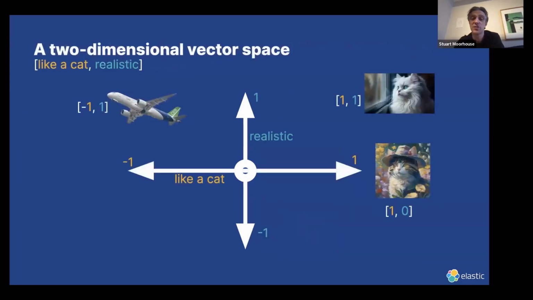Now with these 2 dimensions, we can imagine we can represent this as coordinates. And we can place the images on these coordinates according to the values that they have for the two qualities that we're interested in: how much is this thing like a cat, and how realistic is this? This is a simplified example of vector space. In this case, so simplified, it only has 2 dimensions.